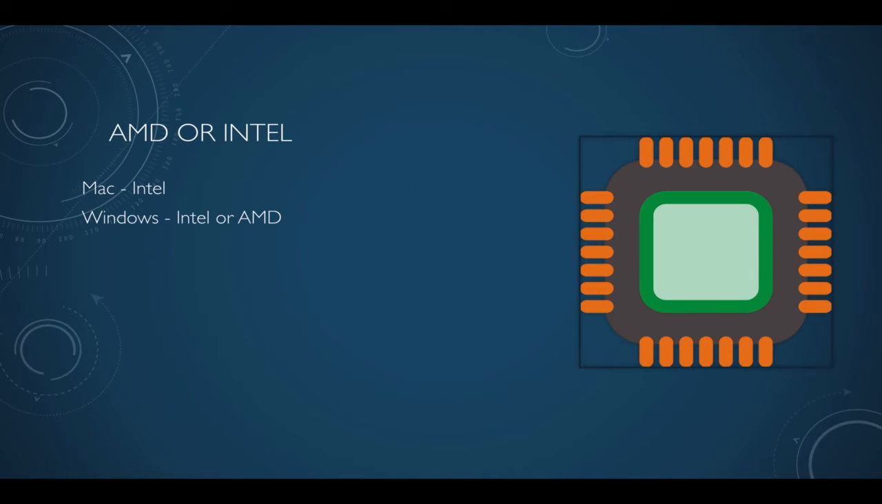So now it's time to run our Android app on a virtual device. But first, we need to determine whether we have an AMD or Intel CPU. If you have a Mac, then you have an Intel CPU or processor. And if you have a Windows machine, then you either have an Intel or AMD processor.